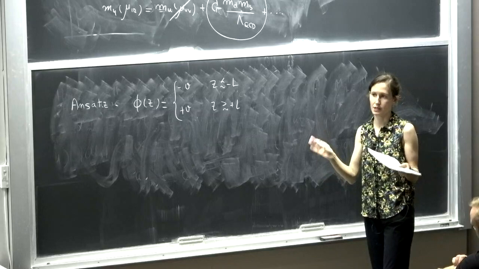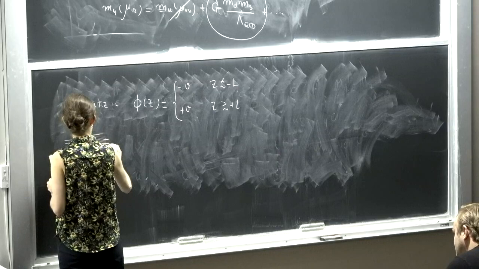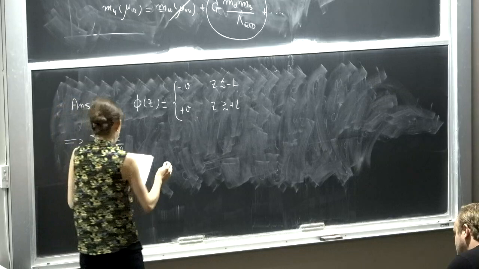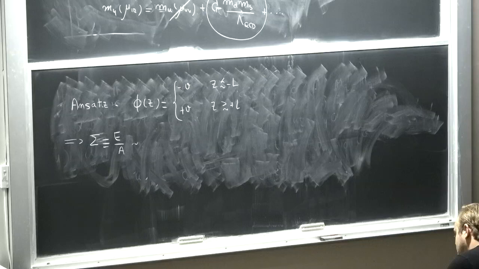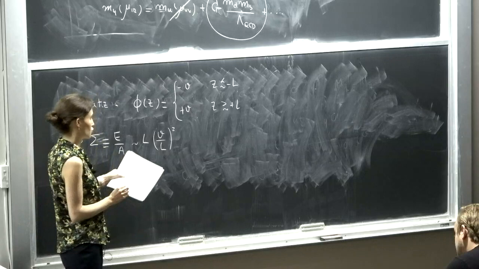So with these ansatz, I can now very roughly estimate what the surface tension, let me call it capital sigma, is. This is going to be energy per unit area, which is the surface tension of the domain wall. There are basically two contributions to this. One is that gradient term. The field changes by roughly V over a distance L, and this goes squared, and I'm also integrating over Z. So that's roughly what we expect from the gradient term.